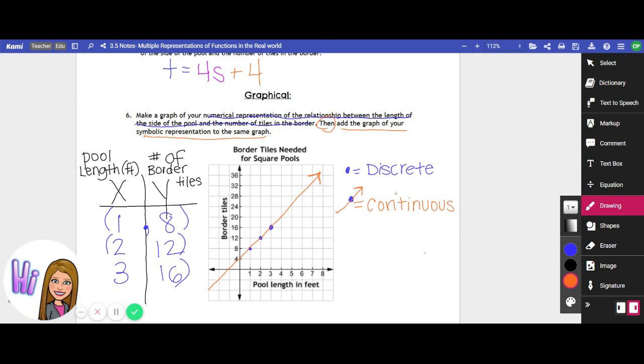And if we just use the points, that would be called a discrete representation. And if we used it with the line, which technically we couldn't go into the negative because he couldn't have a negative size for his pool. And technically you wouldn't even really use 0 because nobody would pay for 4 tiles if they didn't have a pond to begin with. But I think from 1 foot and out, you can tell that this has got some value to it.